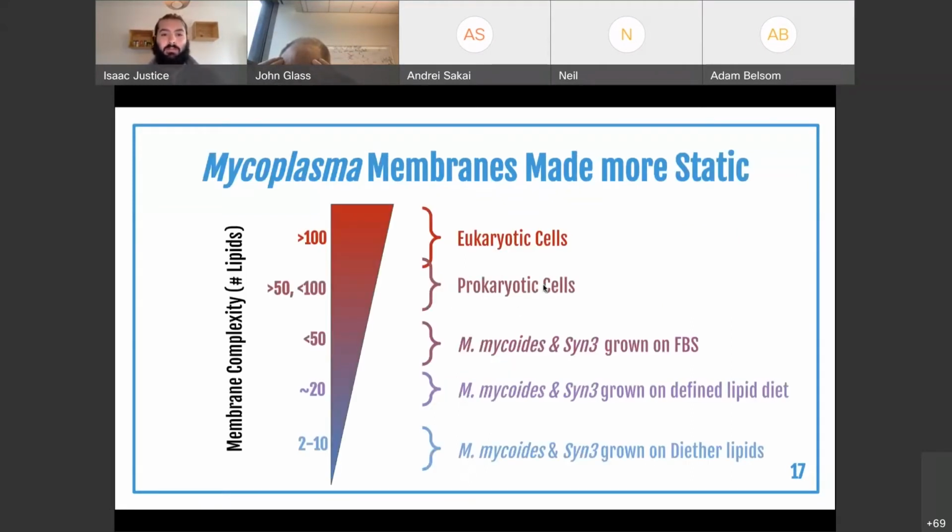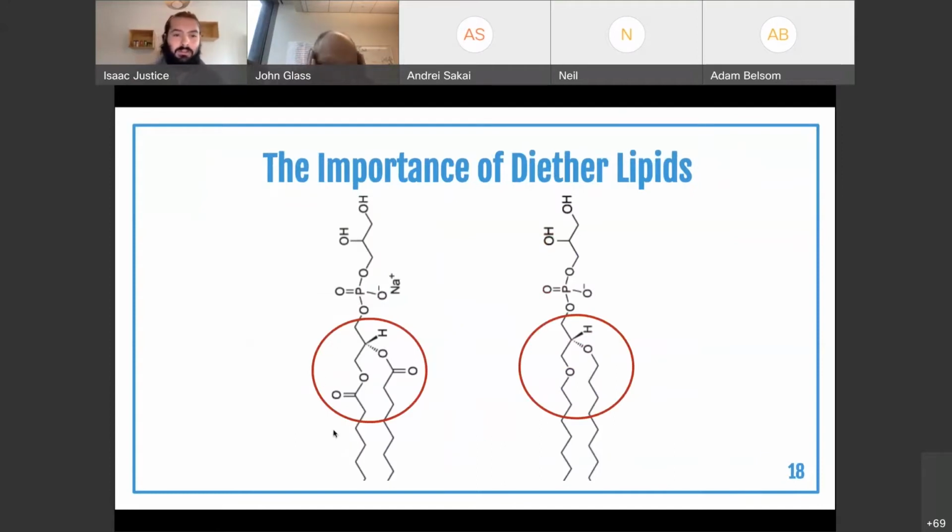And that brings me to my research, which is still ongoing, which is, can we push the system even simpler? Can we remove some of the remodeling activity in mycoplasma and SYN3? And the way that I hope to do that is through diether lipids. So on the left, you see the lipids that mycoplasma would normally have access to, and they have ester bonds, which can be attacked by phospholipase A1 and A2.